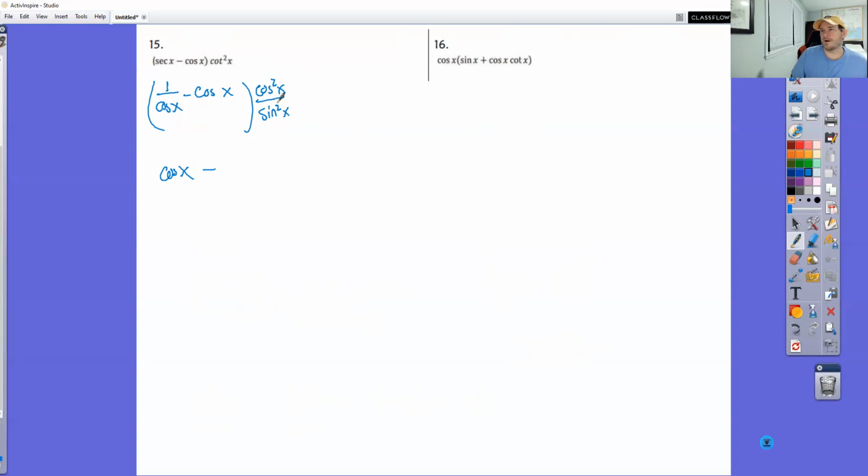Not loving that. That feels weird, so that seems to tell me that that's not the way to go. So if you don't want to distribute, then you probably want to simplify what's in parentheses first. And what's in parentheses is something we've seen before. We've got 1 over cosine.